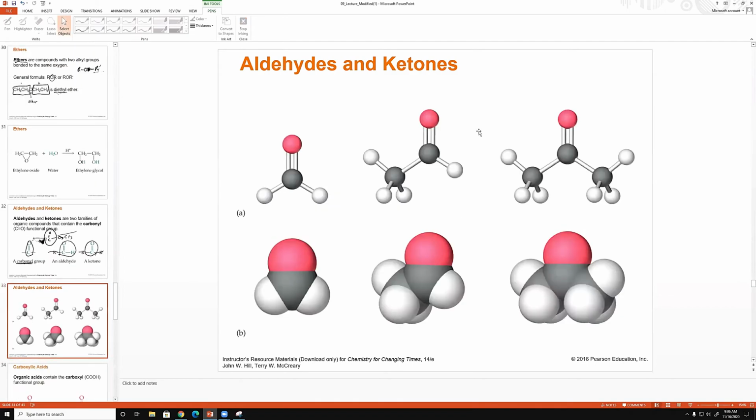Okay, so here are some ball and stick models of these. So here is a carbonyl group, but this is an aldehyde, the simplest aldehyde. And then here is another aldehyde. And then here's a ketone.